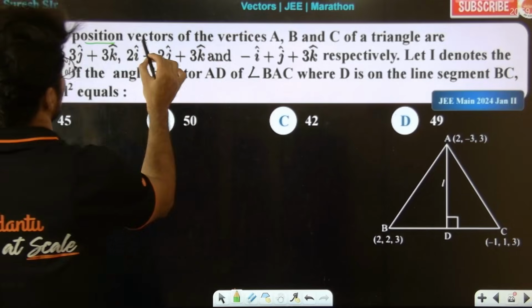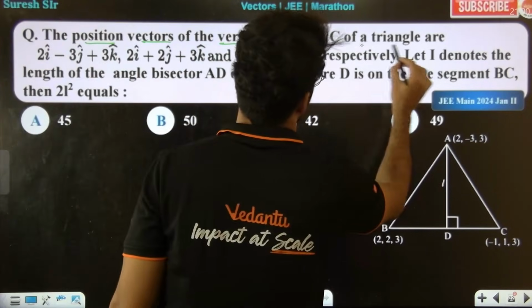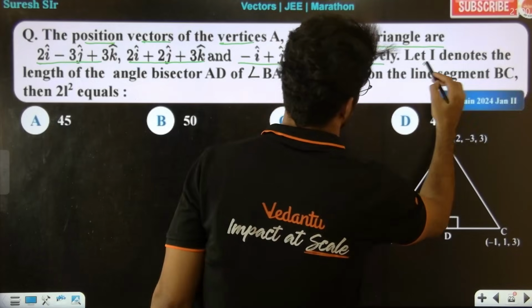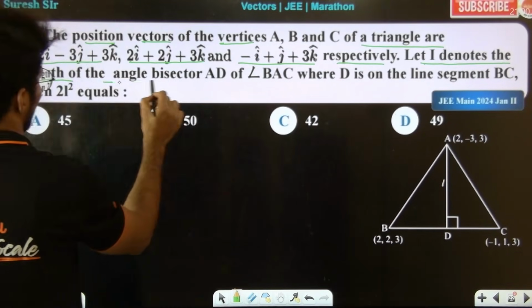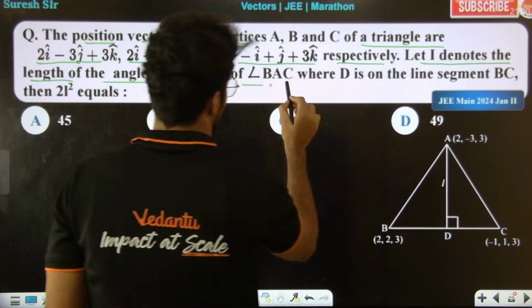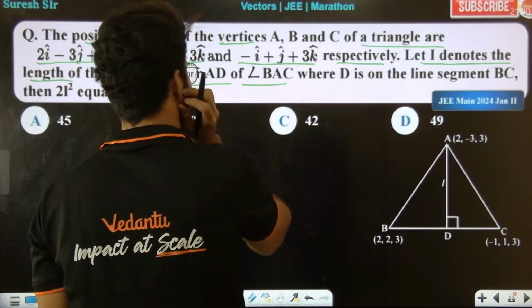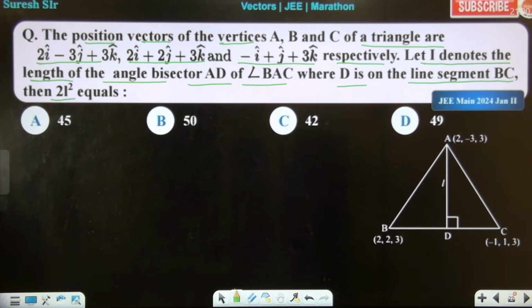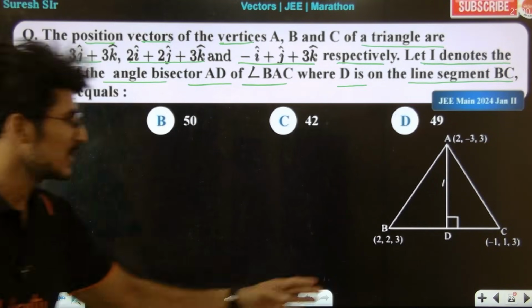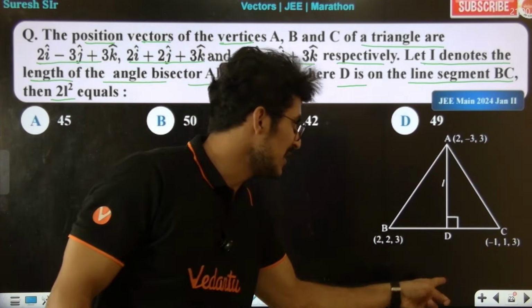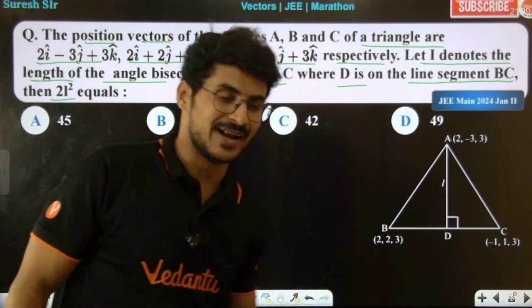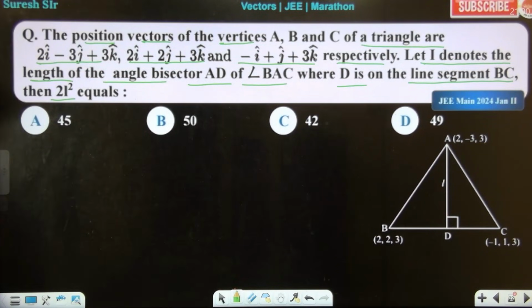The position vectors of the vertices A, B and C of a triangle are given respectively. Let L denote the length of the angle bisector AD of angle BAC, where D is on the line segment BC. Then 2L square is equal to what? The position vectors of the vertices ABC are given, and we need to find the length, 2 into L square.